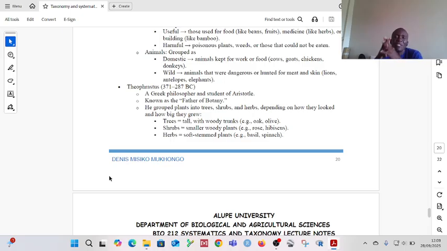So if they were trees, any plant that would grow tall was categorized as a tree. It could grow tall and it had a woody trunk.